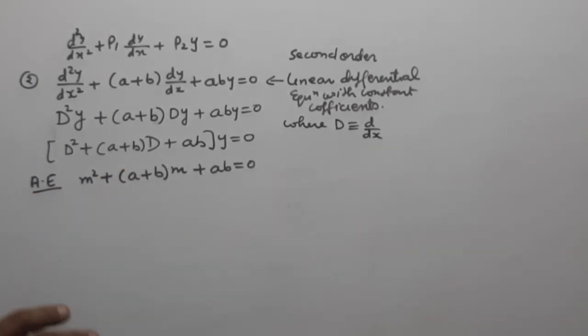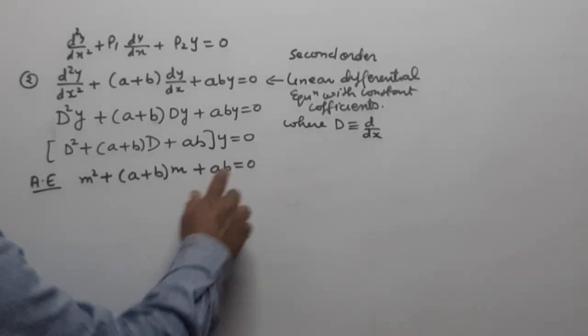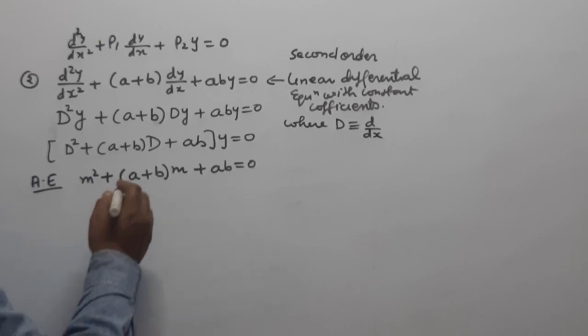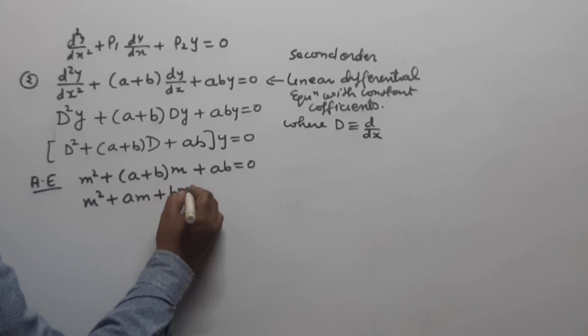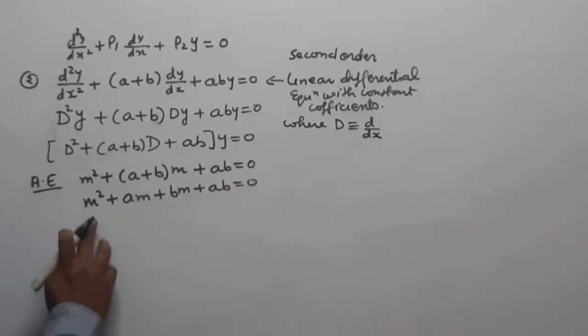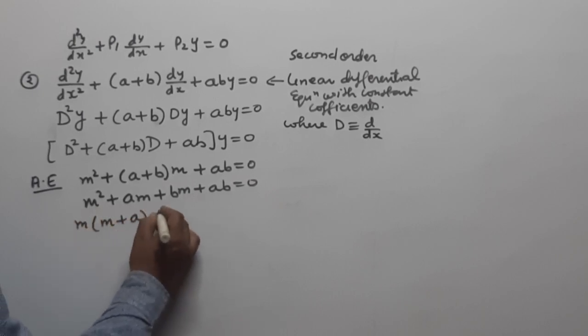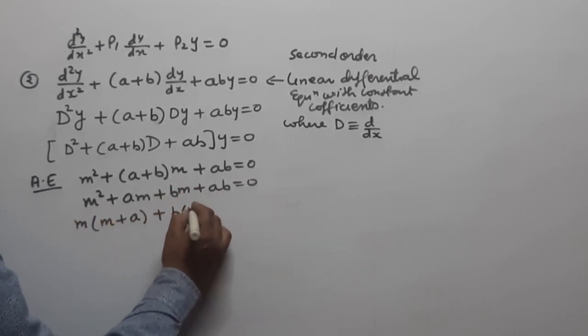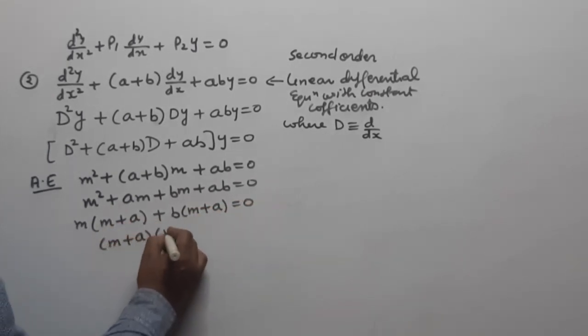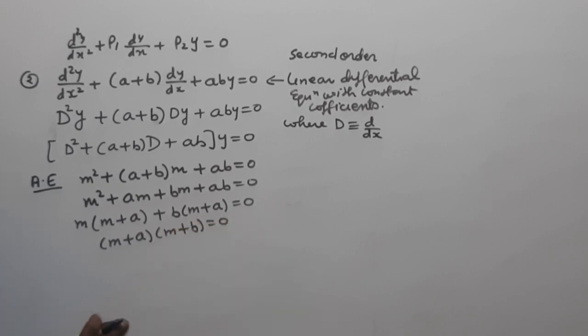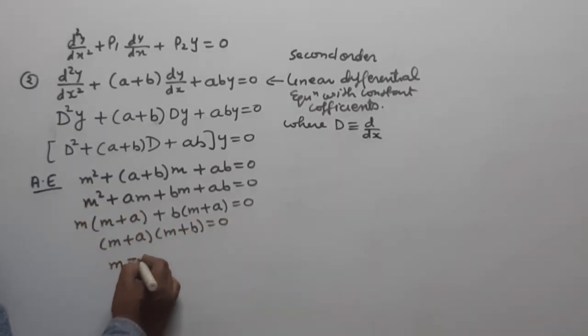Now this is the auxiliary equation. Now we solve it and get the roots. This is a quadratic equation in m, so we solve this by the factorization method. So m square plus am plus bm plus ab is equal to 0. Taking common m, we get m plus a. Taking common b, we also get m plus a. Now taking common m plus a, we get m plus b is equal to 0. So the roots of this auxiliary equation are minus a and minus b.